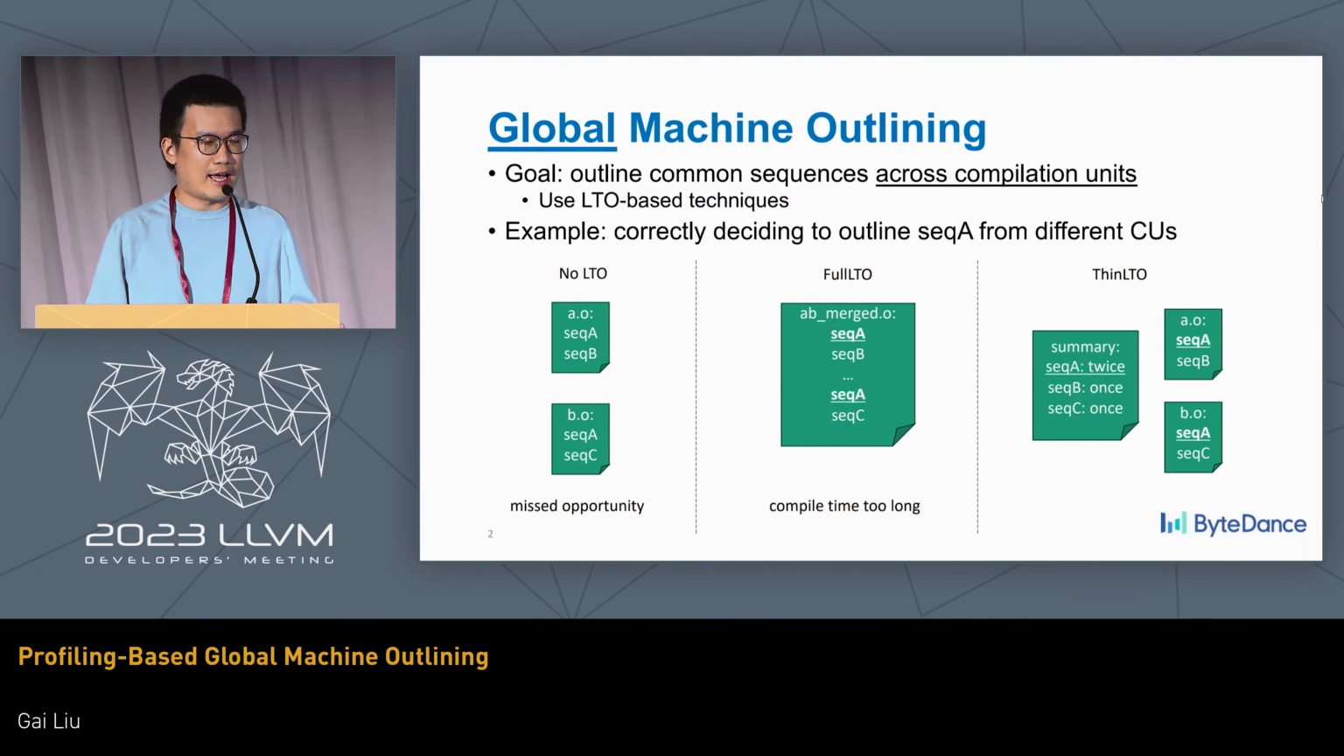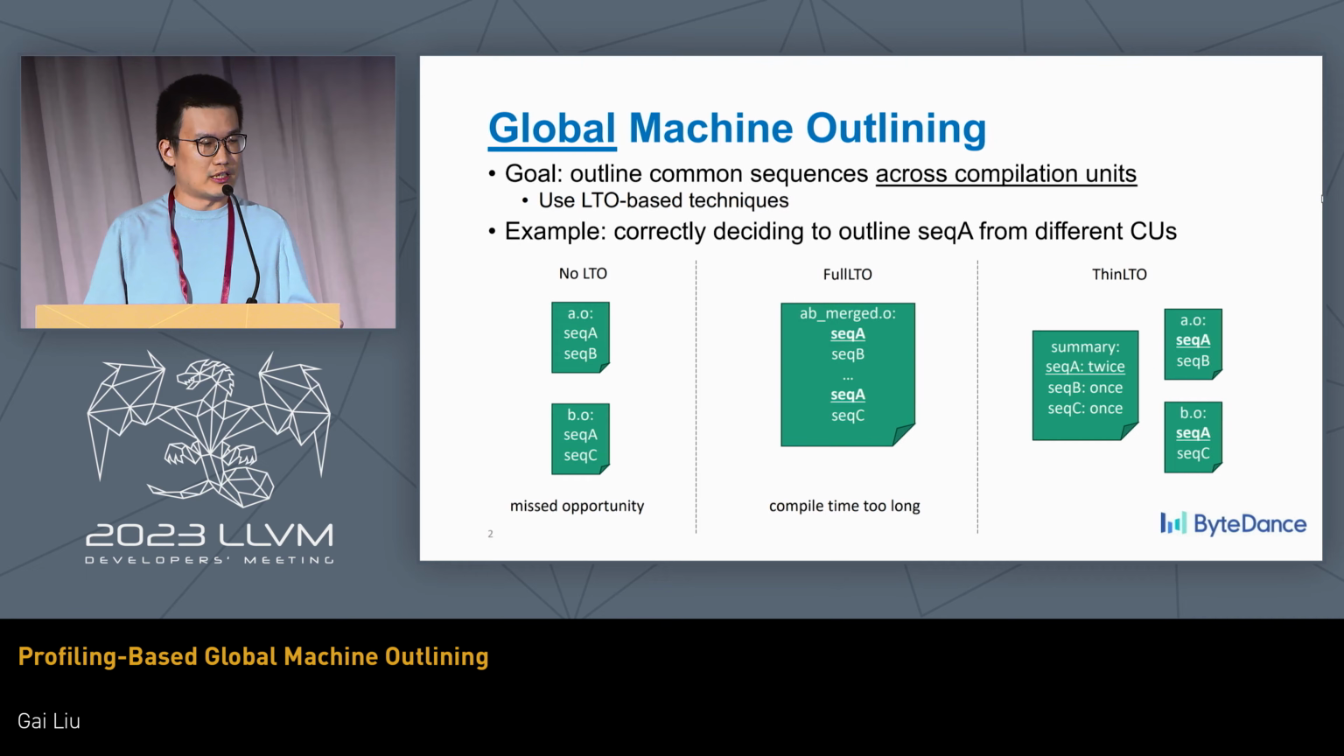Let's say I have 2 files, A.o and B.o, and the goal is to outline sequence A since it appeared twice. But without LTO, when we are compiling A.o, we won't be able to see the content of B. So we won't be able to see that sequence A is actually beneficial for outlining. As a result, we missed the opportunity for outlining sequence A.